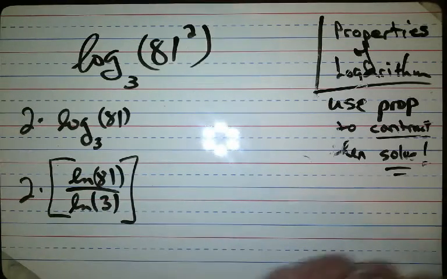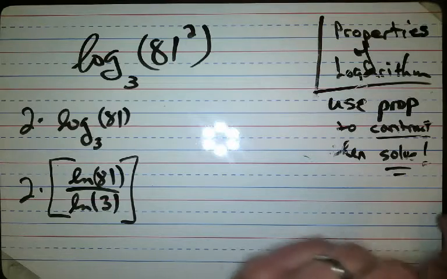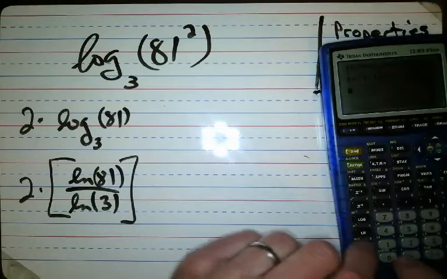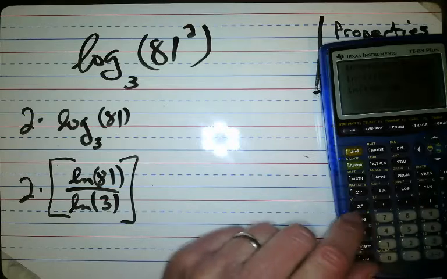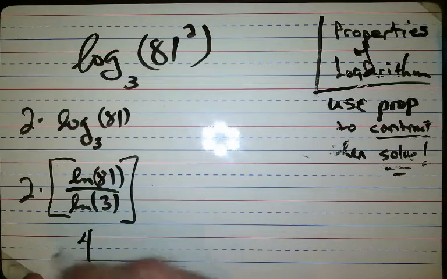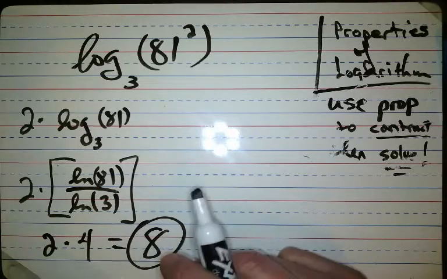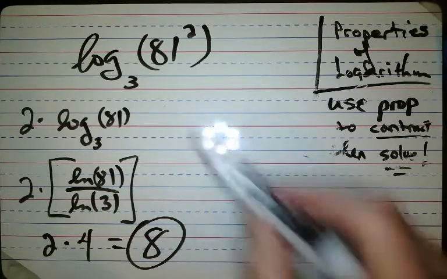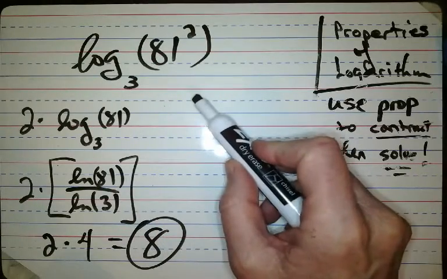Well, let's do it. On my calculator, natural log of 81 divided by natural log of 3. Hey, that's 4. So this is 2 times 4. That's the number 8. So we solved this problem by doing it that way.